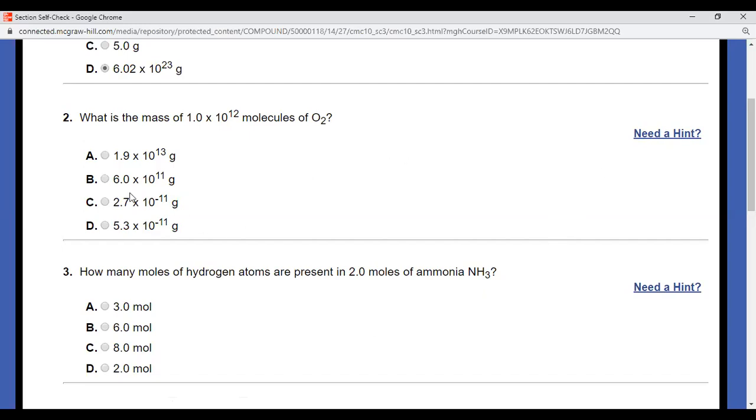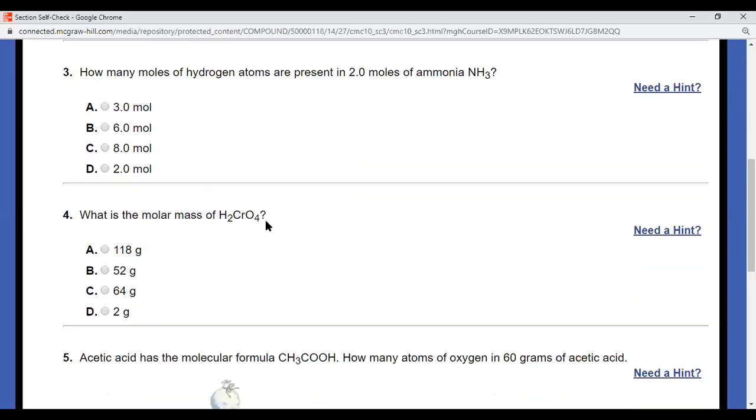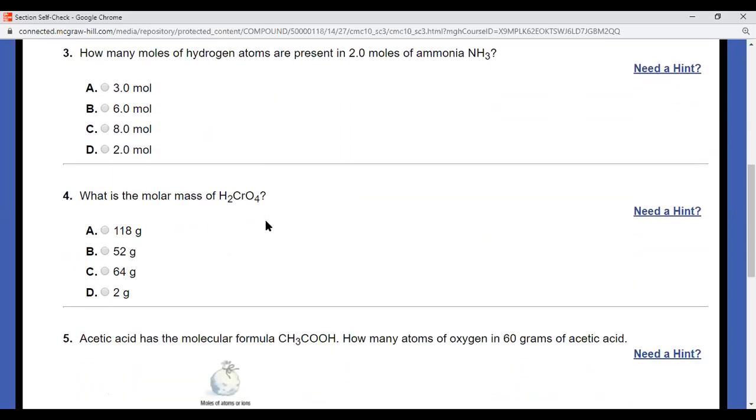Number 3, can you imagine how many moles of hydrogen atoms are present in 2 moles of ammonia? What is the mass of hydrogen?